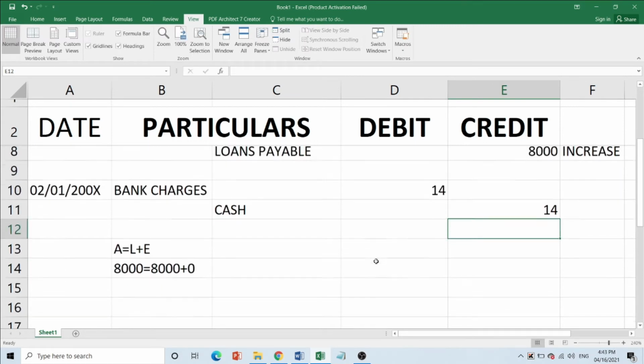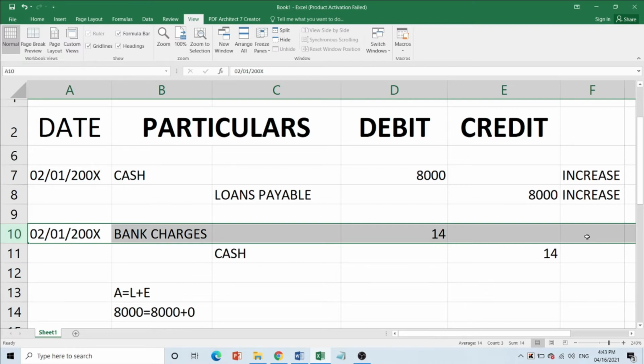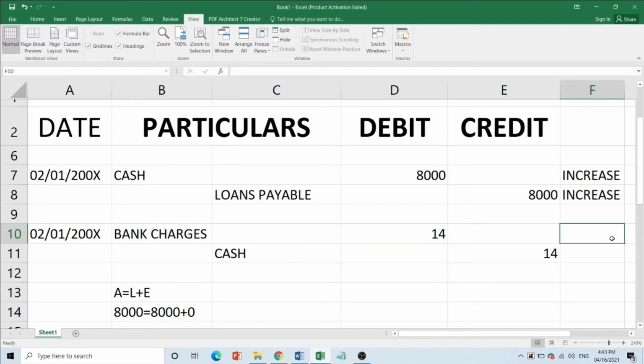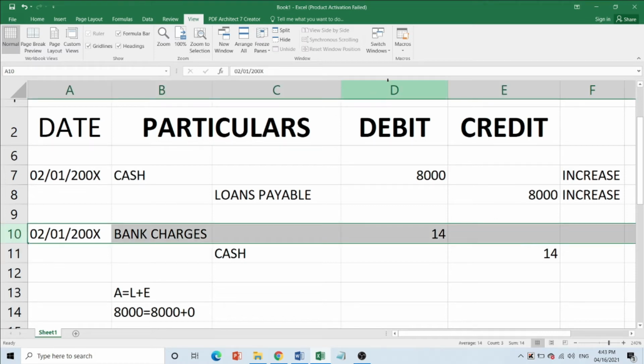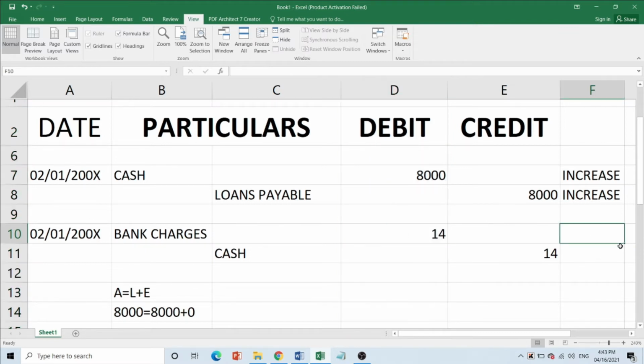Okay, tingnan natin ang ating entry. Bank charges expense, cash, yun yung binayad natin. Normal balance ni bank charges is debit. So, increase. Increase or decrease? Normal balance niya is debit. Yes, for the increase is expense. Increase, expense.